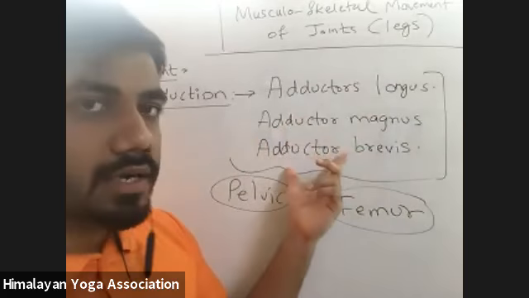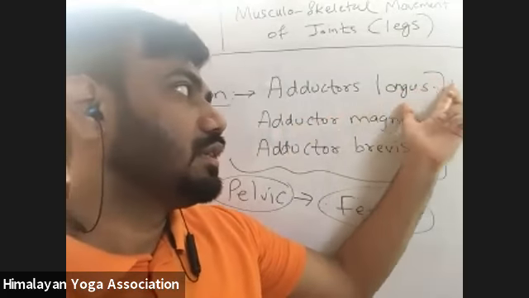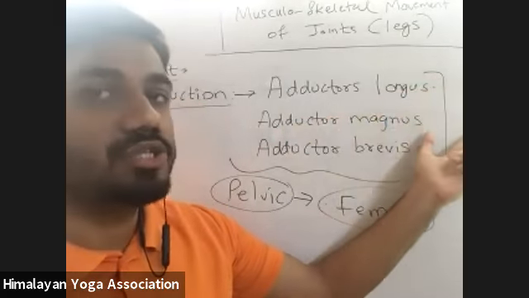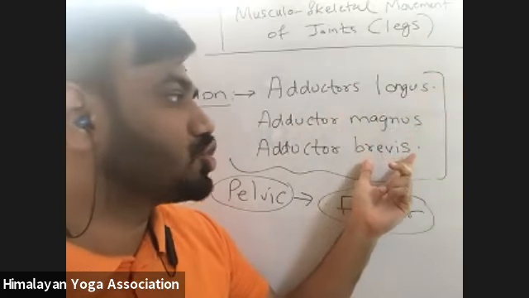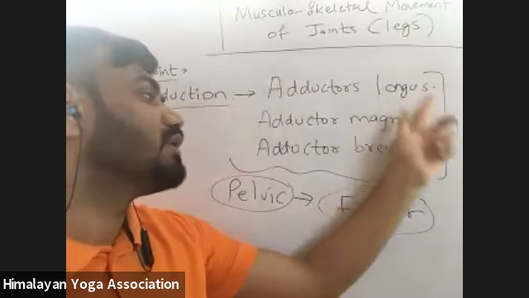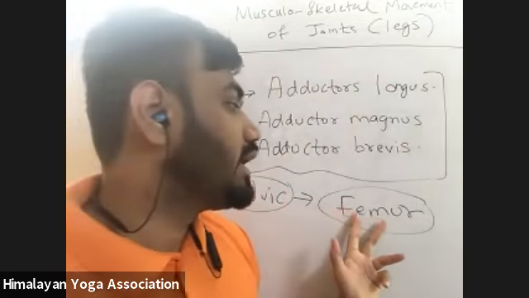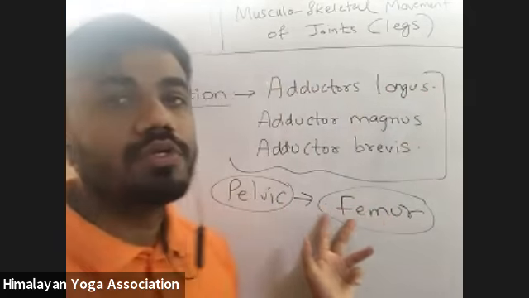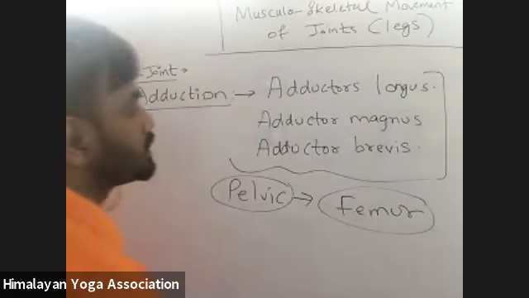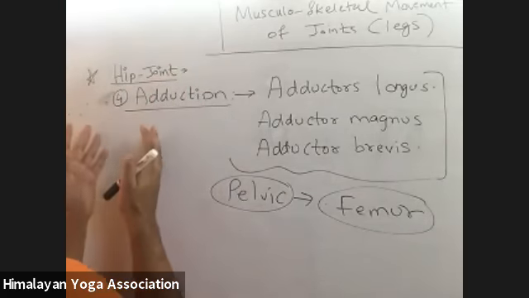So we have this adductor group of muscles, with longus meaning long muscle, magnus meaning large muscle, and brevis meaning short muscle. These adductor muscles are found in our thigh, where they originate from our pelvis and end in our femur bone. So these are the adductor group of muscles responsible for the adduction of the hip joint.